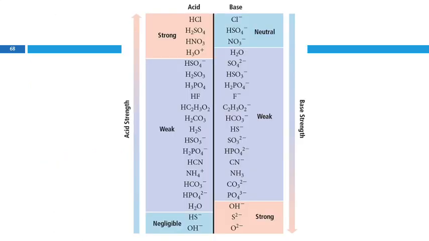So here are some ions and acids. So here we're looking at acid strength increasing. So here we have strong acids, HCl, H2SO4, HNO3. And over here we have the conjugate bases. So chloride is the conjugate base of a strong acid. Hydrogen sulfate, conjugate base of a strong acid. Nitrate. So these are not going to react as bases at all. They're just going to be neutral.